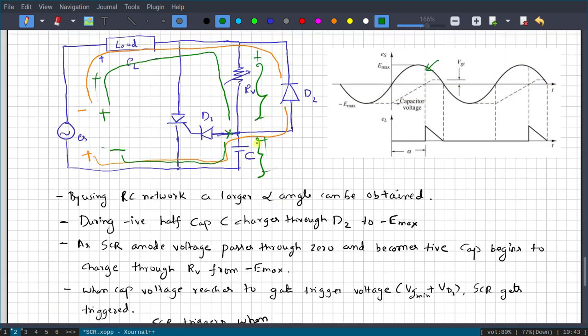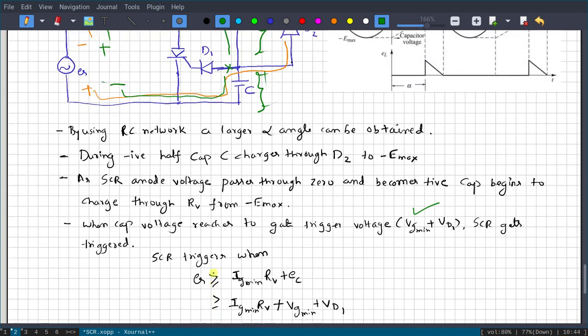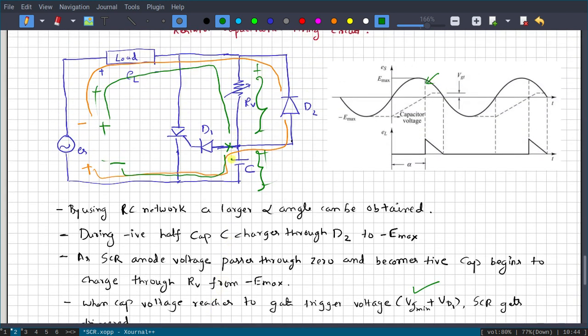So what is EC? EC is the voltage across the capacitance. We already discussed that it should arrive at a point which is sufficient to trigger the SCR. So that is VG min plus VD1. The EC voltage should reach VG min plus VD1, and the total voltage will be IG min times RV plus EC. So ES should be equal to IG min times RV plus, instead of EC, VG min plus VD1. So for the maximum value of RV, you can take RV to this side and find the equation: RV equals ES minus VG min minus VD1, divided by IG min. That is the value of resistor required to trigger the SCR. So it should be able to generate enough voltage at the gate. Okay, thank you.